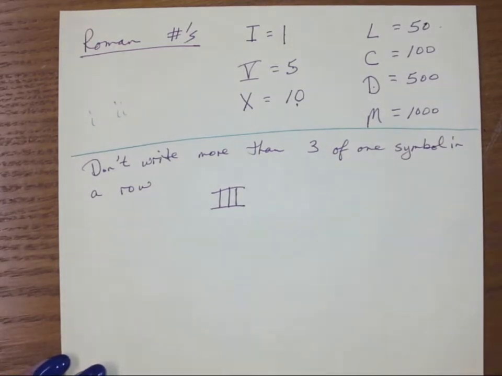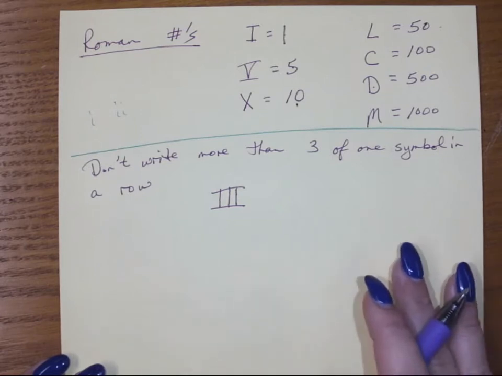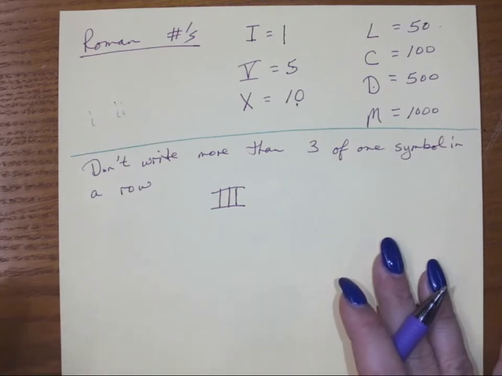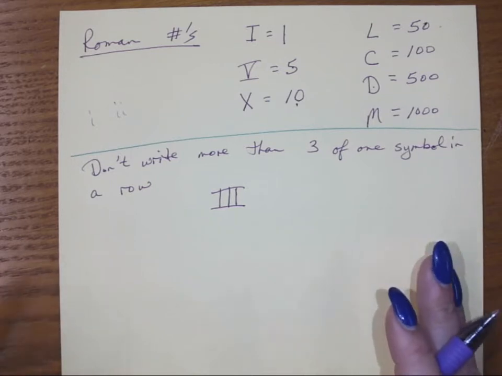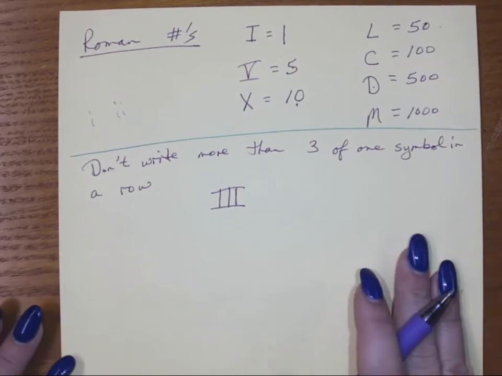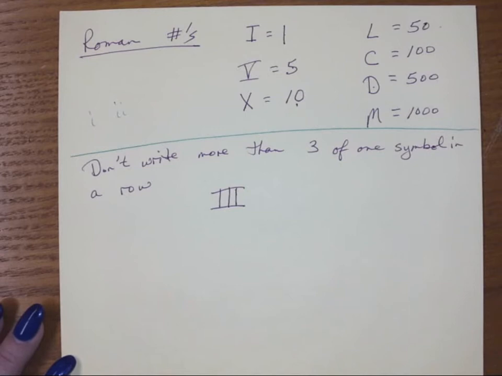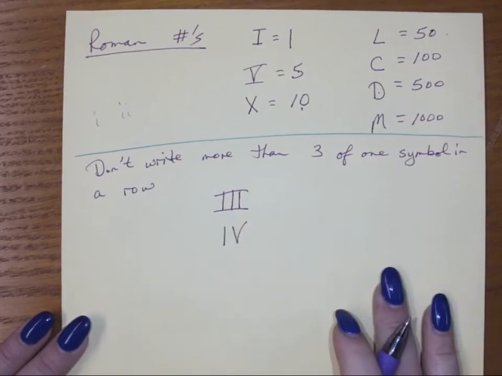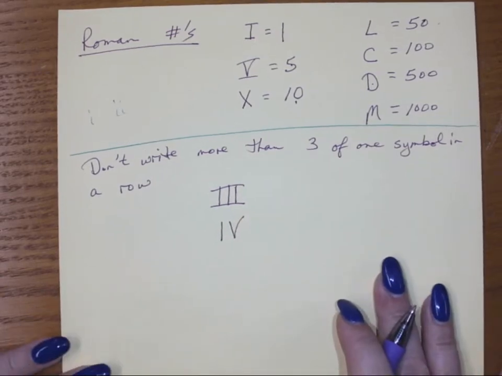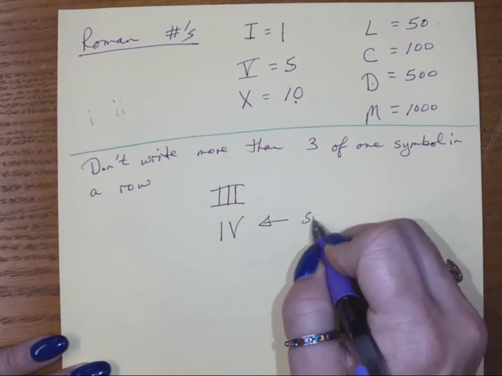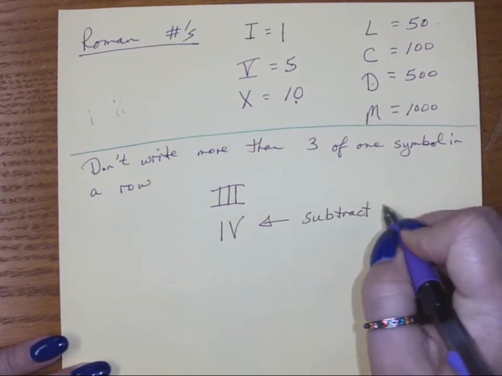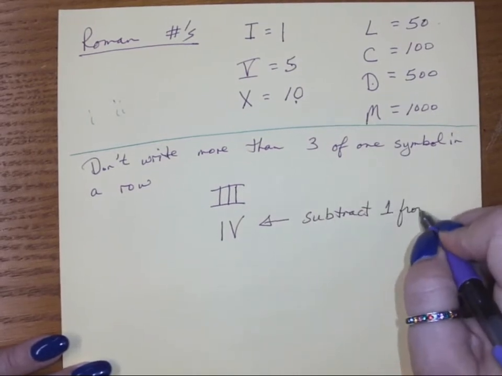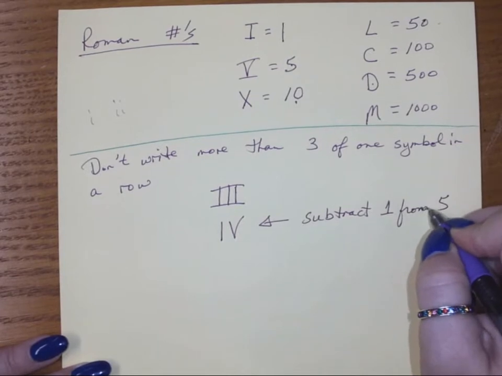But if I want to write the number 4 in Roman numerals, they don't want me to put 4 lines together. Instead, they want me to what? You remember? Yeah, for 4. They want me to put the smaller character before the other one. So if I put IV like that, then literally that means subtract 1 from the 5. That's literally what it means.